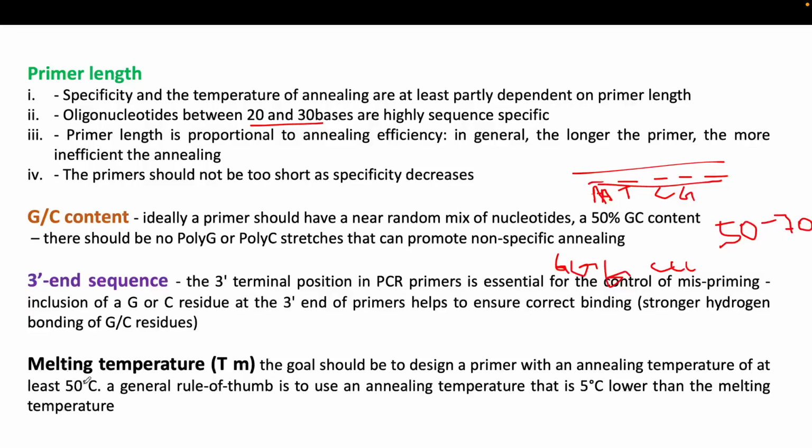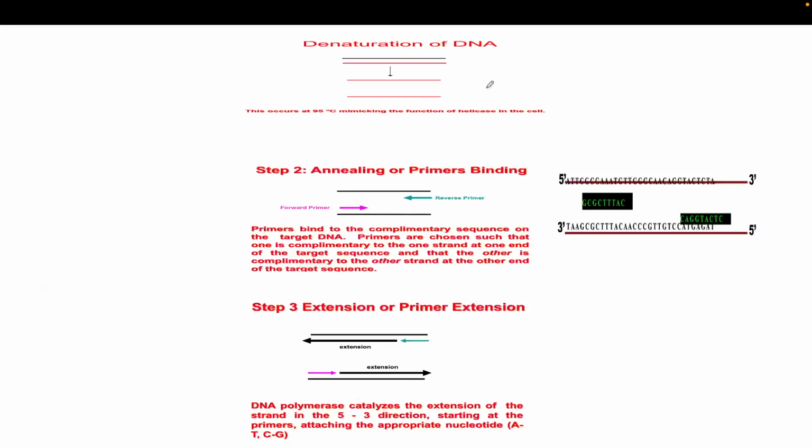Then you have the melting temperature. The goal should be to design a primer with an annealing temperature of at least 50 degrees Celsius. It should be around 50 to below 72 degrees Celsius, because at 72 degrees Celsius the polymerization happens. So it is better for the annealing temperature to be at least 50 degrees Celsius and about 5 degrees below 72 degrees Celsius. It will be a better primer. So that also you have to remember.